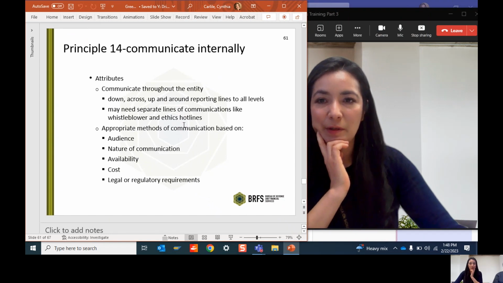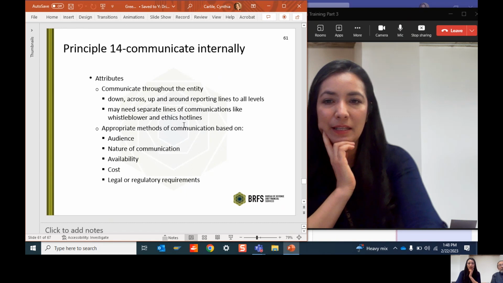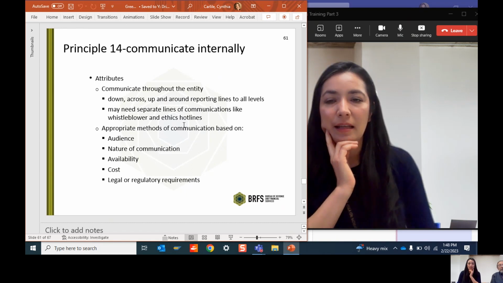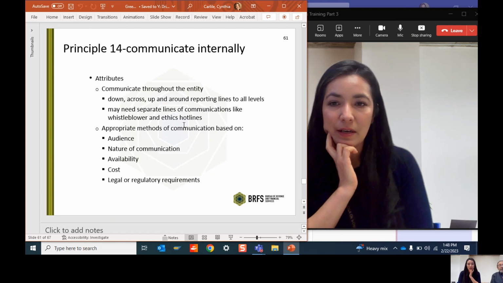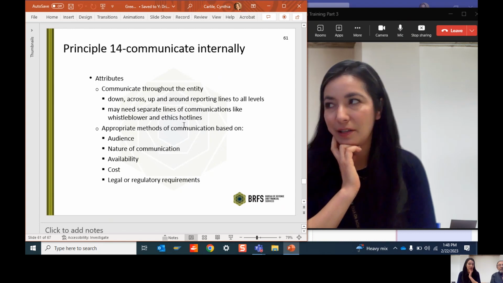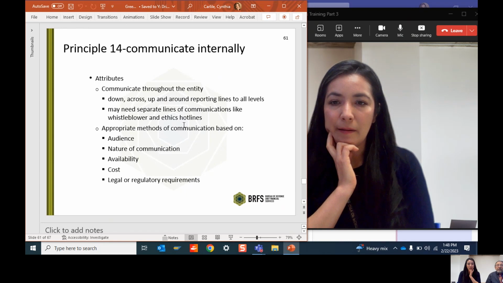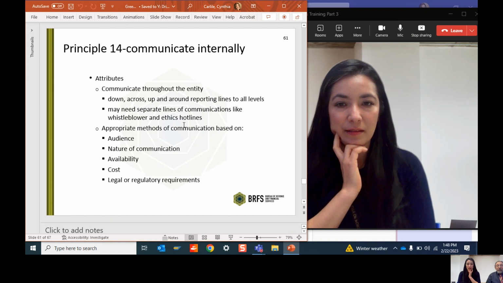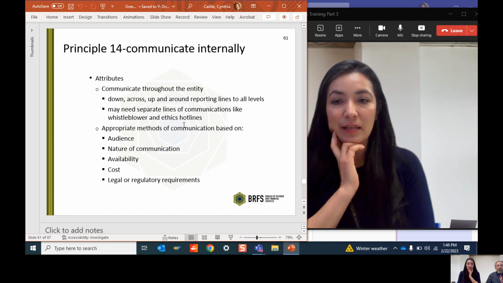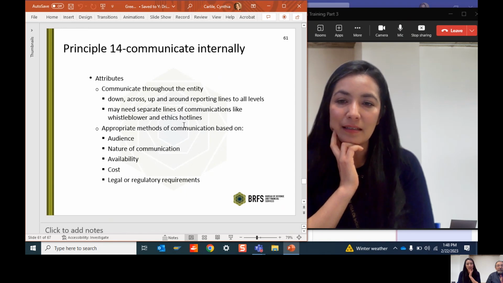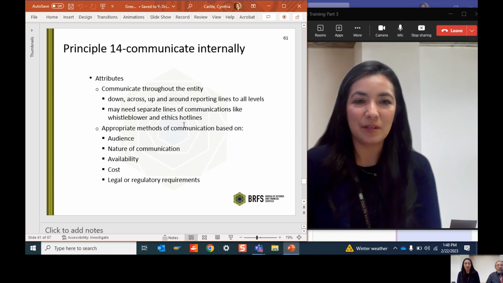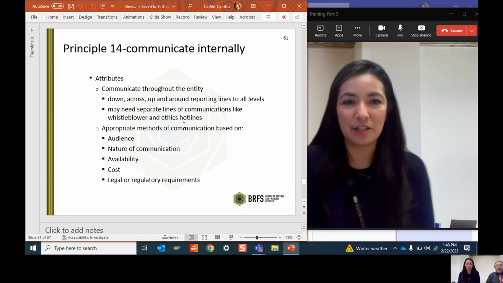Okay, so continuing with principle 14, we need to be able to communicate throughout the entity, and that means down, across, up, and around all the reporting lines to all the different levels, which means you may need separate lines of communication like whistleblower and ethics hotlines. I think you started talking about some of those previously. And appropriate methods of communication are based on thinking about who your audience is, what the nature of your communication is, availability, cost, and legal or regulatory requirements. Of course, not everything can be said. Sometimes there are restrictions outside of that.